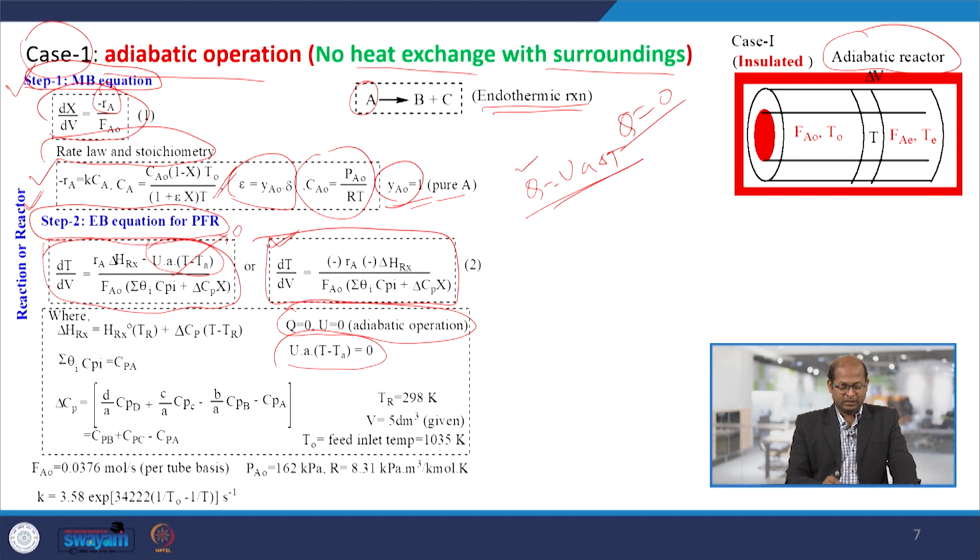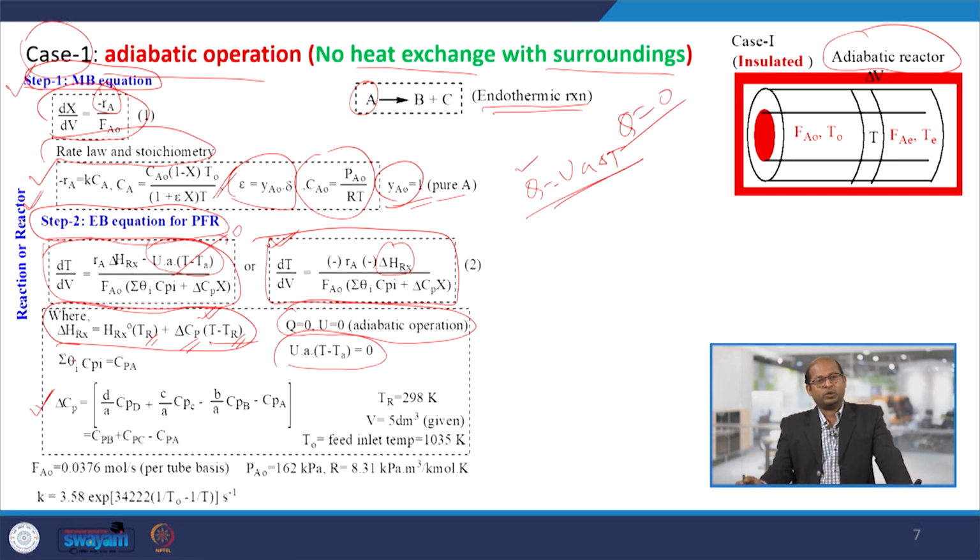And the heat of reactions, how to find this out. It is already discussed: the heat of reactions at the standard temperature, that is the reference temperature, and the heat capacity difference, if you know the temperature at which the reaction is occurring and the reference temperature, then delta H Rx we can find out. Similarly, heat capacity changes, product to reactants, we can find out. This is the general definition of heat capacity change delta Cp.